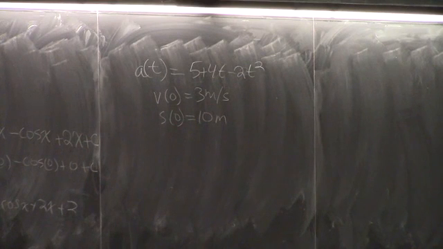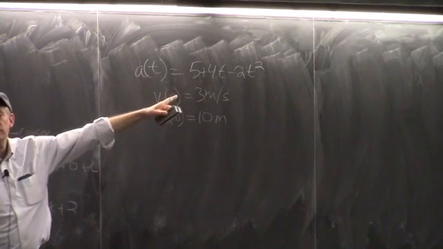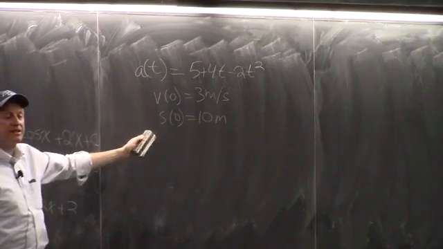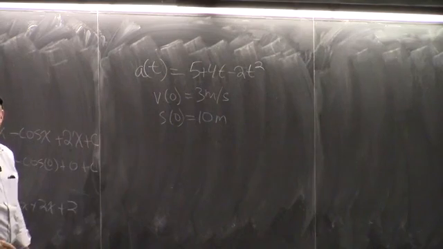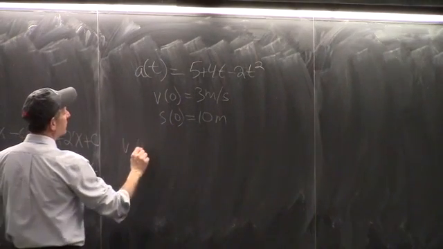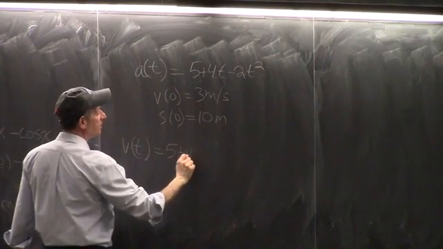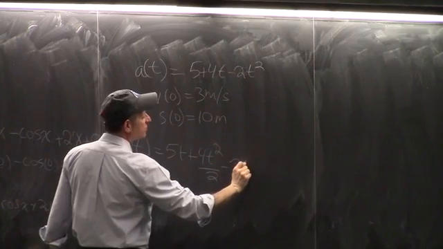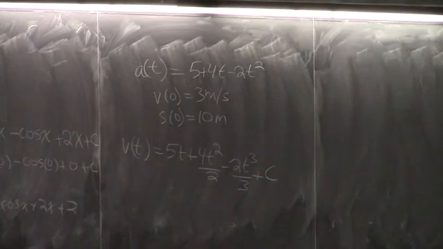So how do we do this? This is just what we've been doing. Acceleration is the second derivative. So we're going to do the antiderivative to get velocity, and antiderivative again to get position. So if the acceleration is 5 plus 4t minus 2t squared, the velocity is the antiderivative of that, which is 5t plus 4t squared over 2 minus 2t cubed over 3 plus a constant.